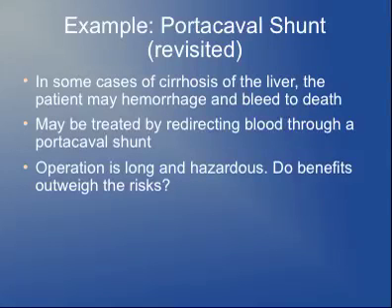Second example is the portacaval shunt once again. As you'll recall from Wednesday's lecture, in some cases of cirrhosis of the liver, the patient may start to hemorrhage and potentially bleed to death, and you can try to treat that by redirecting blood through a portacaval shunt, but this is a very difficult operation to do. Sometimes it results in patients dying as a result of the operation rather than their original bleeding. It raises the question of, do the benefits outweigh the risk?